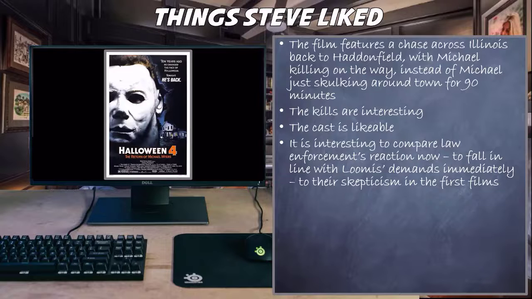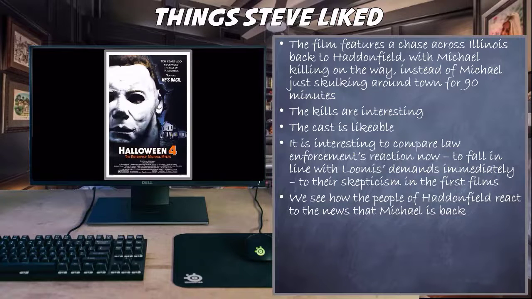So in the first film, law enforcement kind of rolled their eyes at Dr. Loomis and said, yeah, Michael Myers, whatever. In this film, ten years after his rampage, they know exactly who he is. They know exactly what he is capable of. When Dr. Loomis shows up and says he's loose, they fall to attention and follow his instructions. We see how the people of Haddonfield react to the news that Michael is back as well. They are not happy about it.